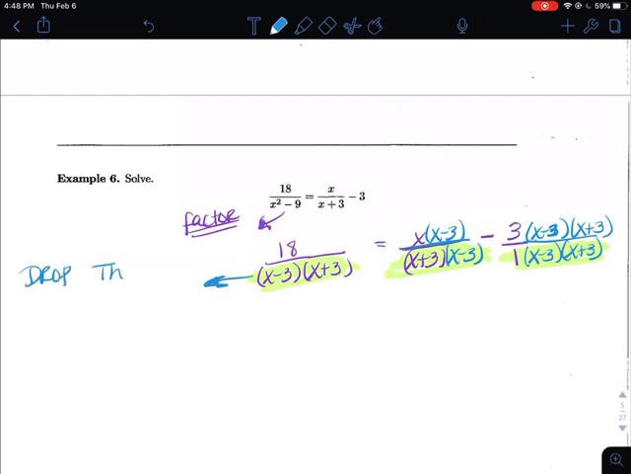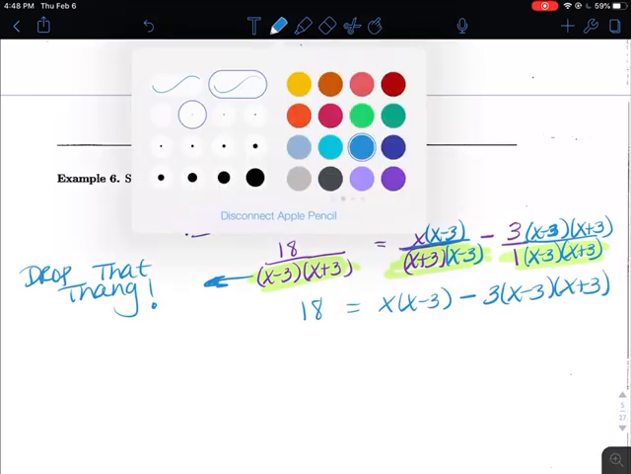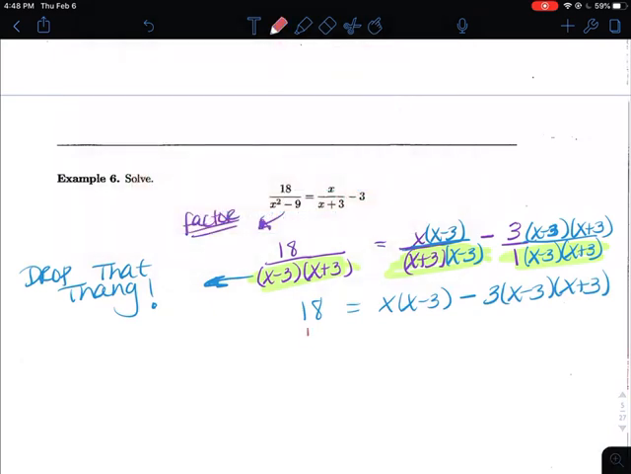So drop that thing. When I drop that thing, I have 18 equals x times x minus 3 minus 3 times x minus 3 times x plus 3. So now I need to multiply this stuff out. I have 18 equals, distribute this x. x times x is x squared. x times negative 3 is negative 3x.